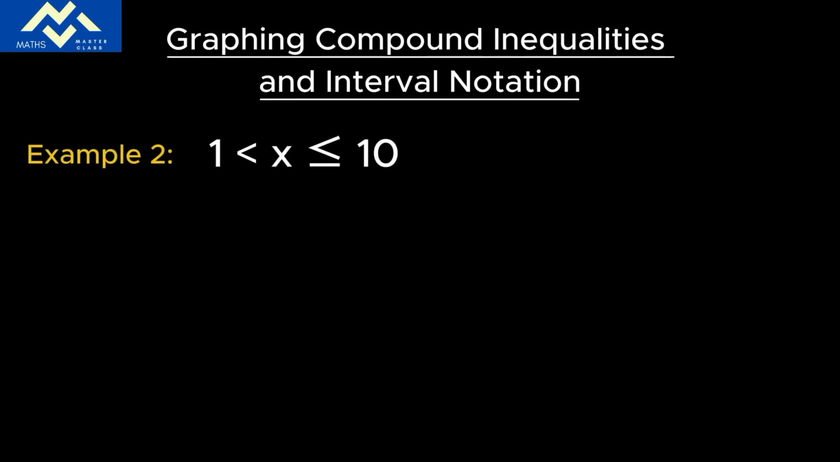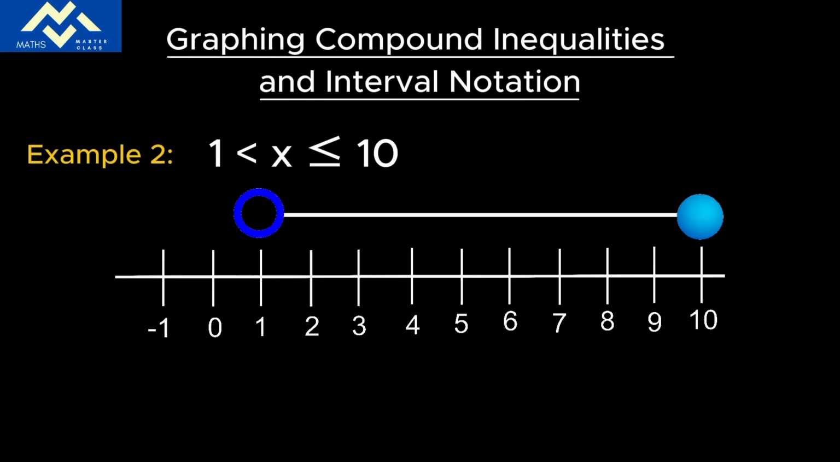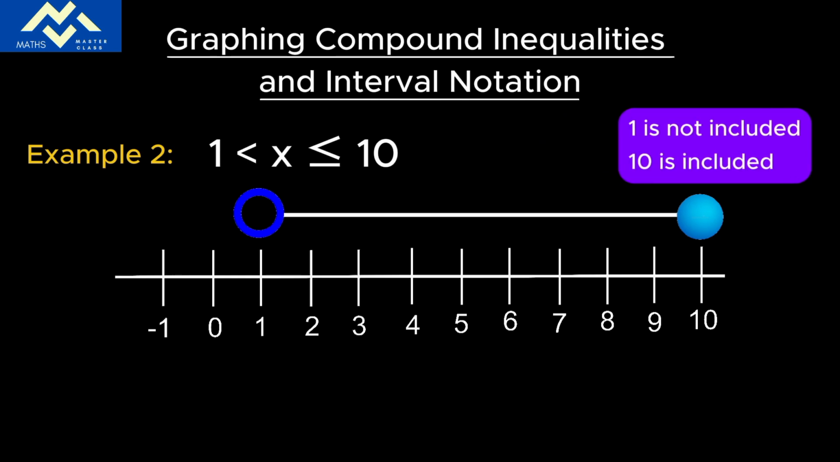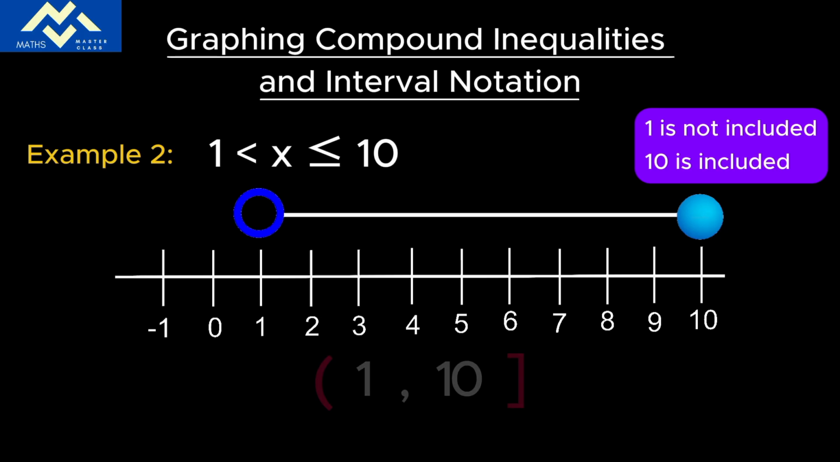Example 2. 1 is less than x, and x is less than or equal to 10. This means x is greater than 1 but less than or equal to 10. To graph this inequality, we draw an open circle at 1 and a closed circle at 10, then join them together. Since 1 is not included, we use a round bracket at 1. Since 10 is included, we use a square bracket at 10. So in interval notation, we write round bracket at 1, and square bracket at 10.